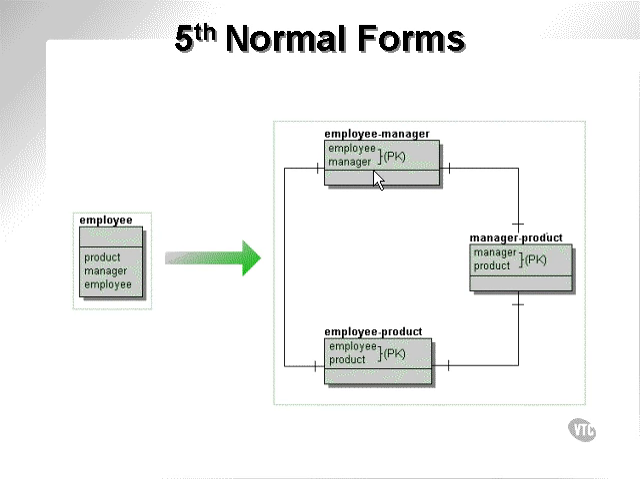What we can do is create three separate entities, which relate with each other in twos, for instance. So we've got employee manager, manager product, and employee product. That's fifth normal form. What I'd like to do now is to go back and present a brief summary of all the different normal forms.